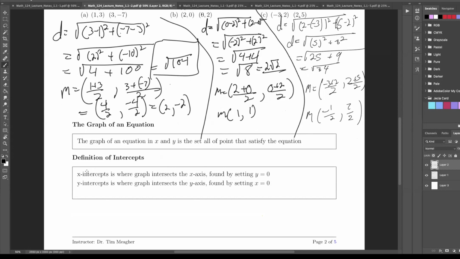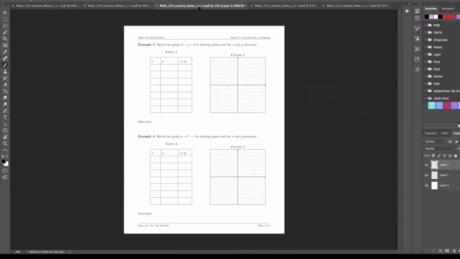The x-intercept is where the graph intercepts the x-axis. That would be at y equals 0. So if y is equal to 0, that means you're on the x-axis. The y-intercept is where it intersects the y-axis, which means where x equals 0. And so let's go ahead and calculate those here.